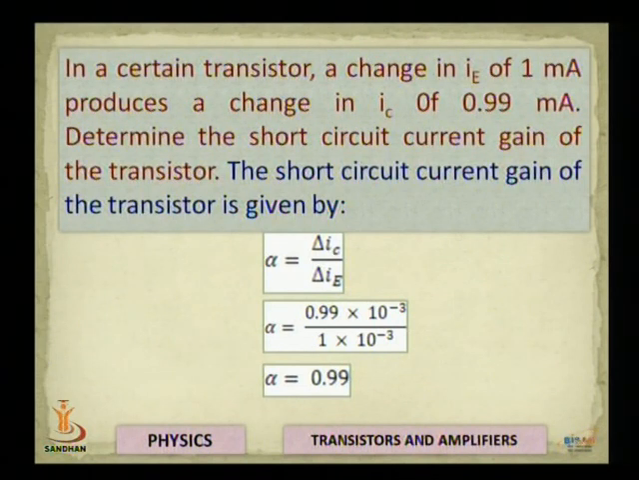Alpha is nothing but del IC upon del IE. The value of del IC is given to you and it is 0.99 milliampere. We are converting into ampere, and the value of del IE is given and it is 1 milliampere. That's why it is 1 into 10 raised to minus 3. The value of alpha here we are getting is 0.99.